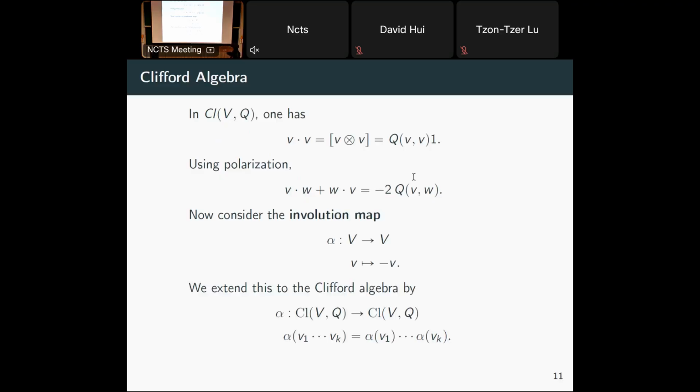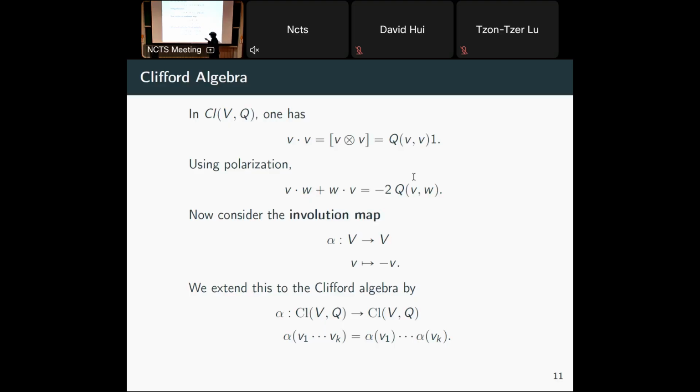So now you can clearly extend this involution map to the whole Clifford algebra, where alpha of the Clifford product of K elements is just the Clifford product of alpha of each element. Now you can clearly see, if this number K is even, then there will be an even number of minuses, they will cancel out, and you will be left with the same thing. Whereas if this is odd, it will be the negative of the whole thing.